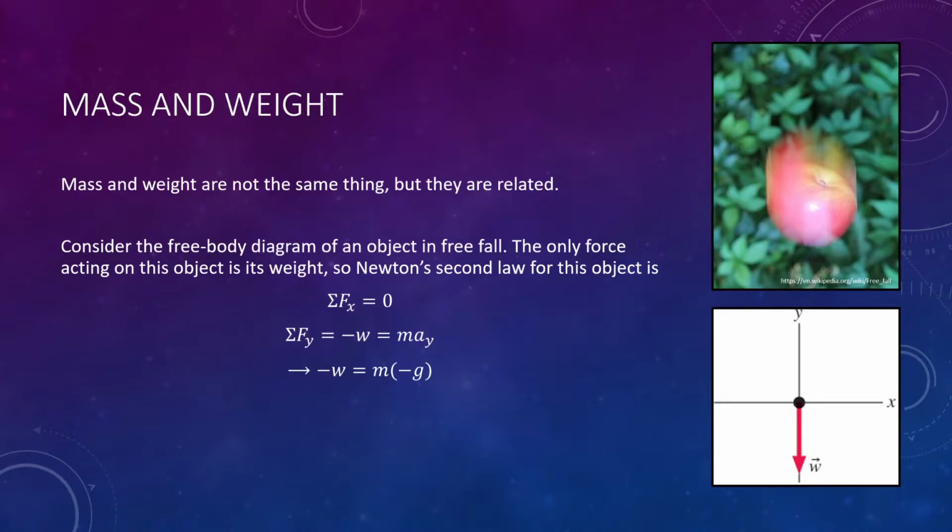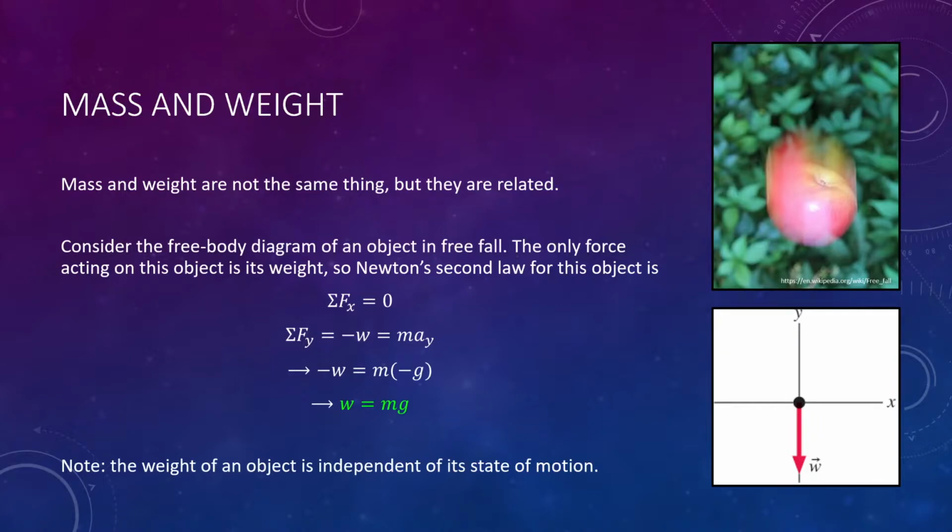So our equation becomes negative w equals negative mg. Those negatives cancel out since there's one on either side, and thus we see our direct relationship between weight and mass. The weight of an object, w, is equal to the object's mass, m, times the acceleration due to gravity, g.